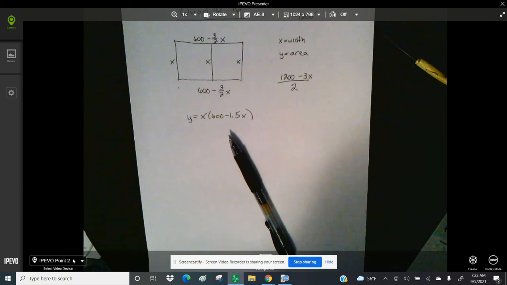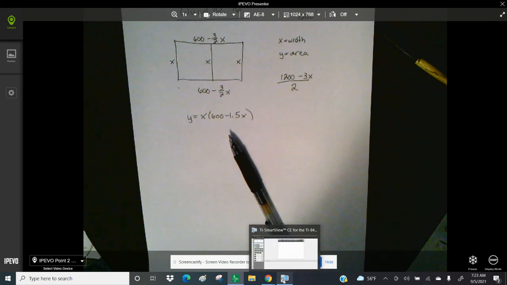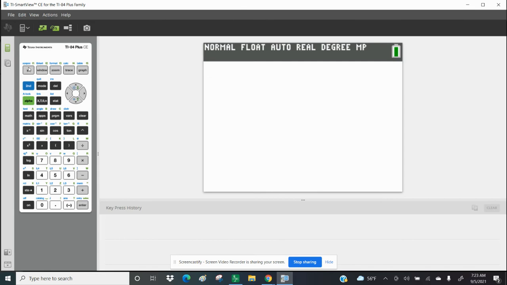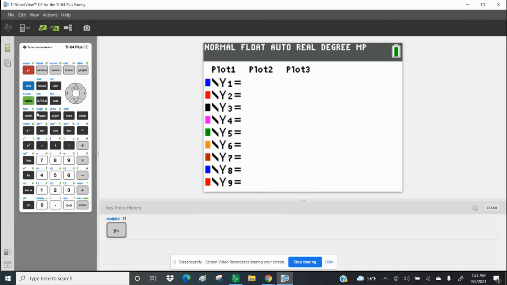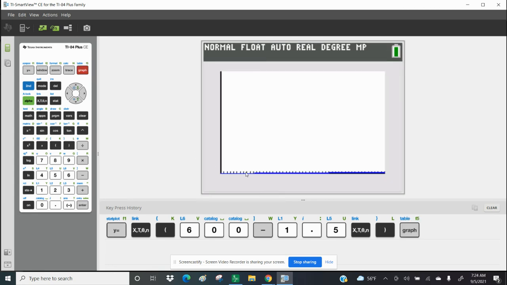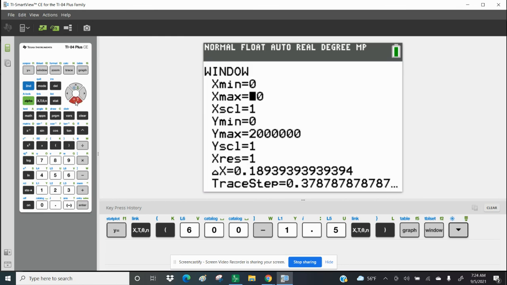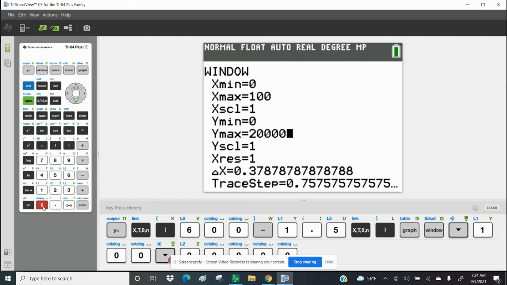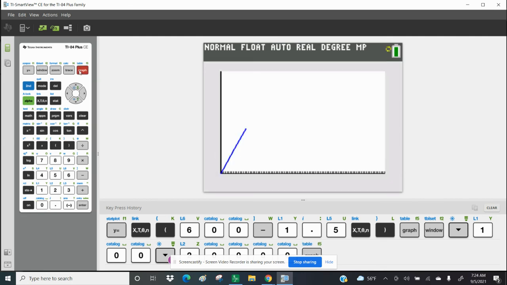So let's go to our calculator. All right. So the first thing you want to do is go to your y editor, and you're going to put your equation in. So x times 600 minus 1.5x. All right. And now you're going to graph it. All right. Well, you can kind of see this blue on the bottom. That's not a very good graph. So let's go to our window. And I'm going to change this to, I don't know, maybe 100. And I'm going to change this y max to 20,000. And again, it's really just a guess. And I'm going to hit graph and see what I have.